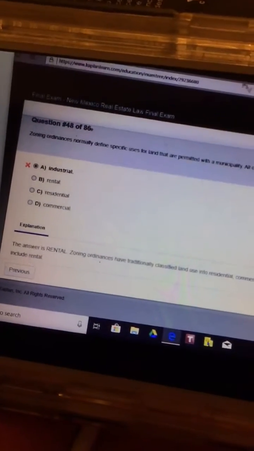Zoning ordinances normally define specific uses for land that are permitted within a municipality. All of the following are designated uses in such ordinances except A. Industrial, B. Rental, C. Residential, or D. Commercial.